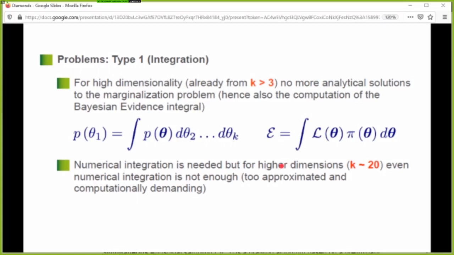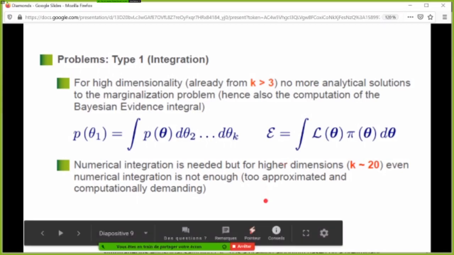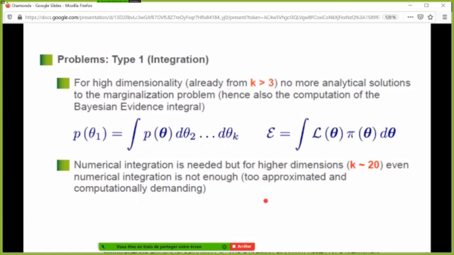So we could think, well, we could do numerical integration, but for dimensions higher than k equals 20, even numerical integration is not enough to approximate, because it's too approximate and too computationally demanding. And then we face another kind of problem, which relates to sampling, that I will explain right now.